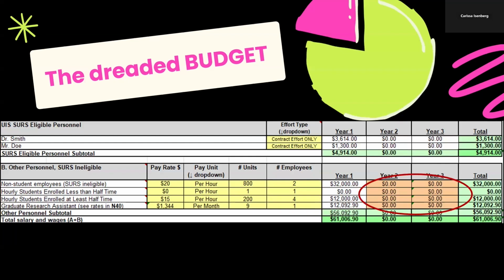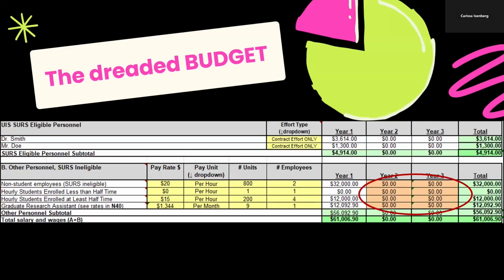One item to note are these orange cells. These are the only orange cells in the entire spreadsheet. These will escalate automatically. Non-student employees use the university escalation rate, where students have a separately negotiated rate that's renegotiated every few years. If you want to override these, the orange cells are the ones to do that.